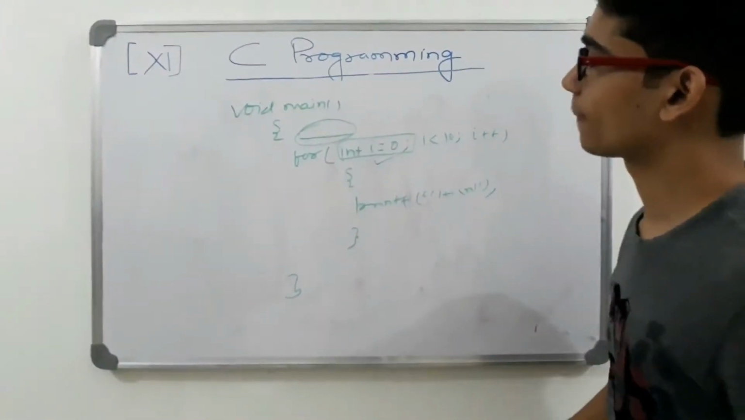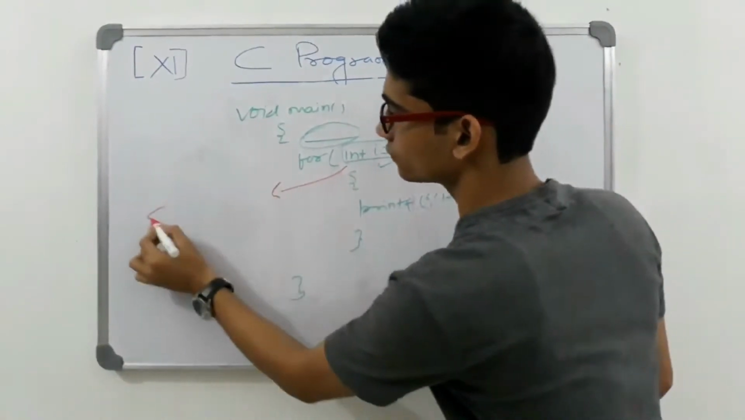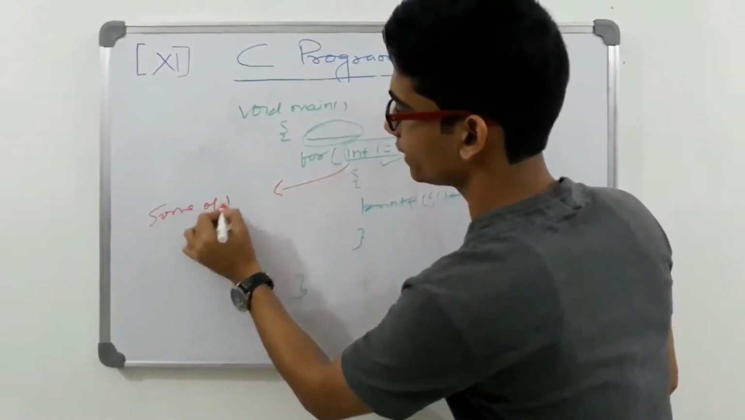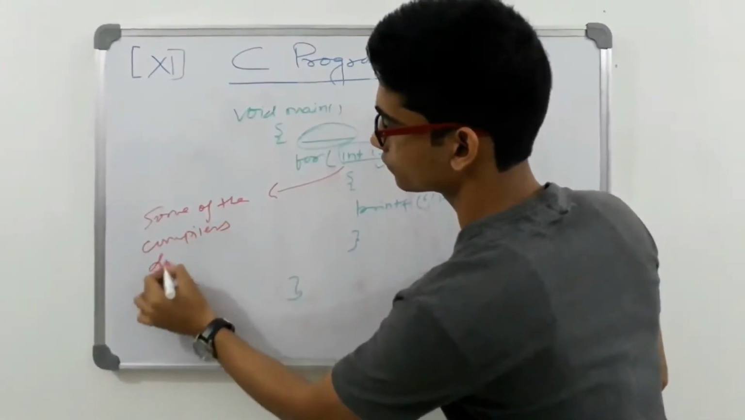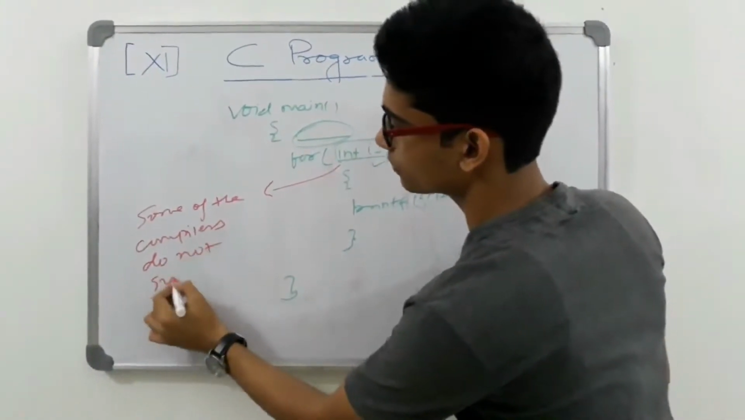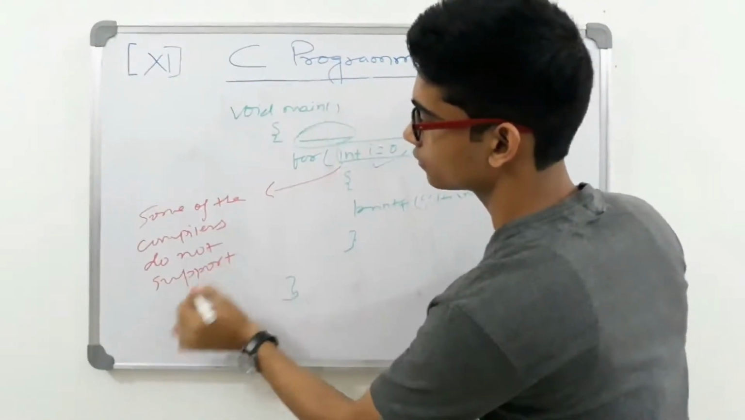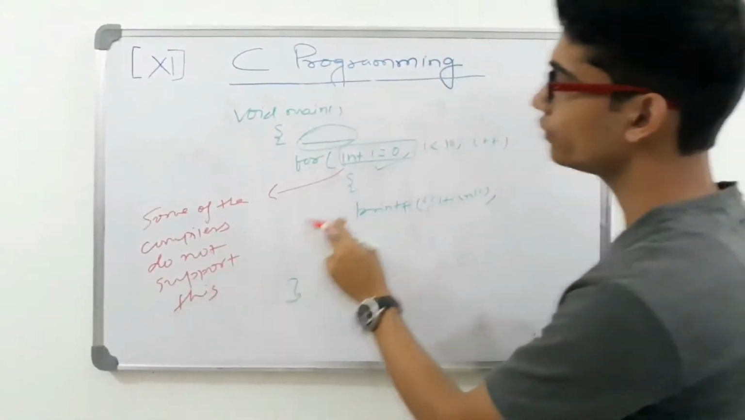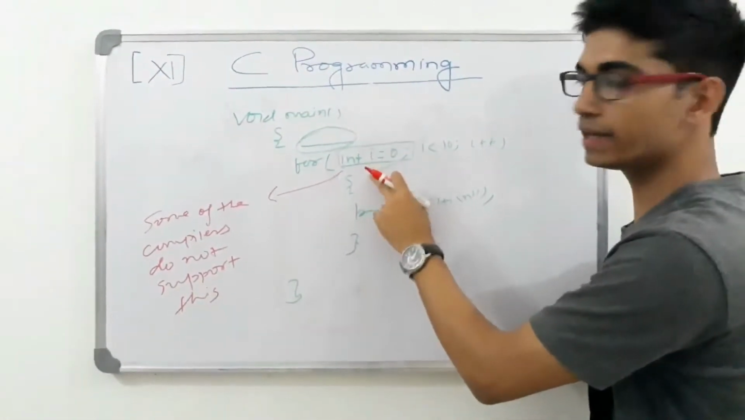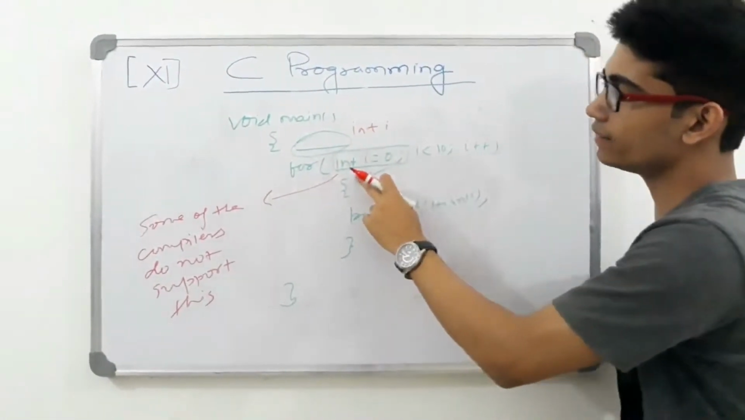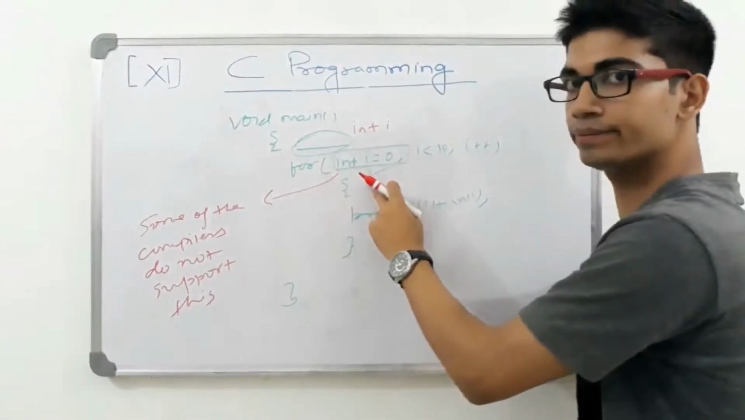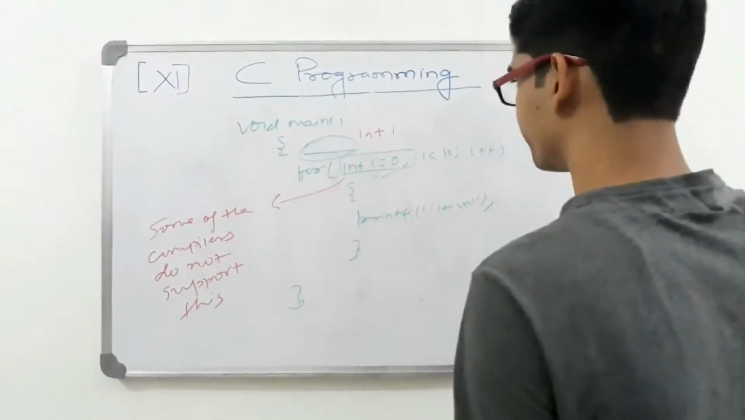Some of the compilers do not support this. So if the compiler is not supporting this type of thing, we have to declare it here, int i, and then we can assign the value that we want. Okay, good. Now let us see one more example.